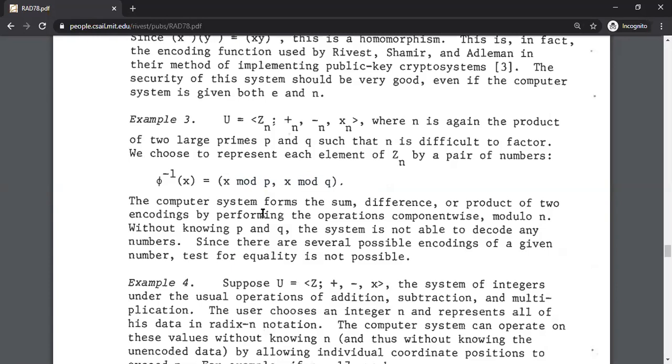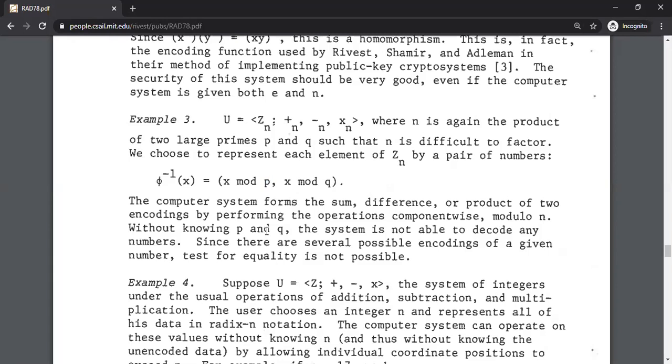This function pi inverse of x is a one-to-one function. Given an x, there is only one x mod P, one x mod Q. Similarly, given x mod P, x mod Q, there is corresponding only one x. Otherwise, this is useless. So this is a very nice concept.